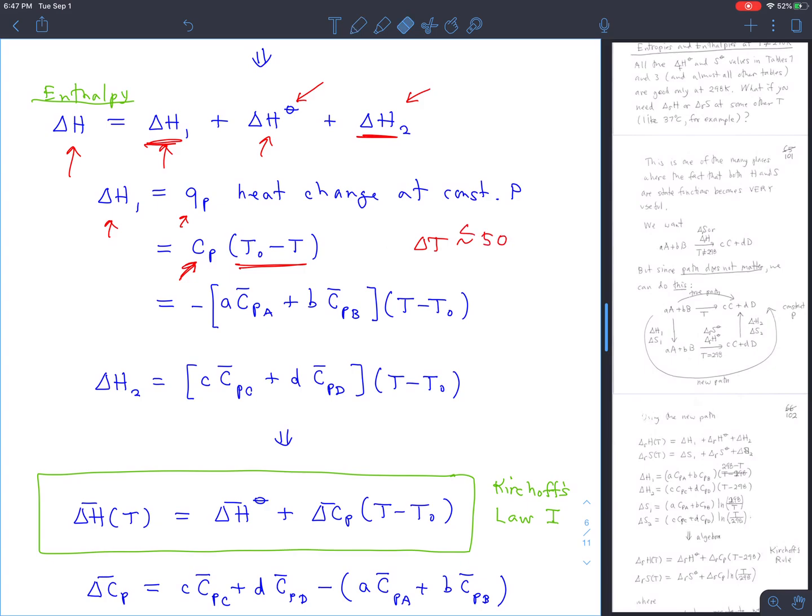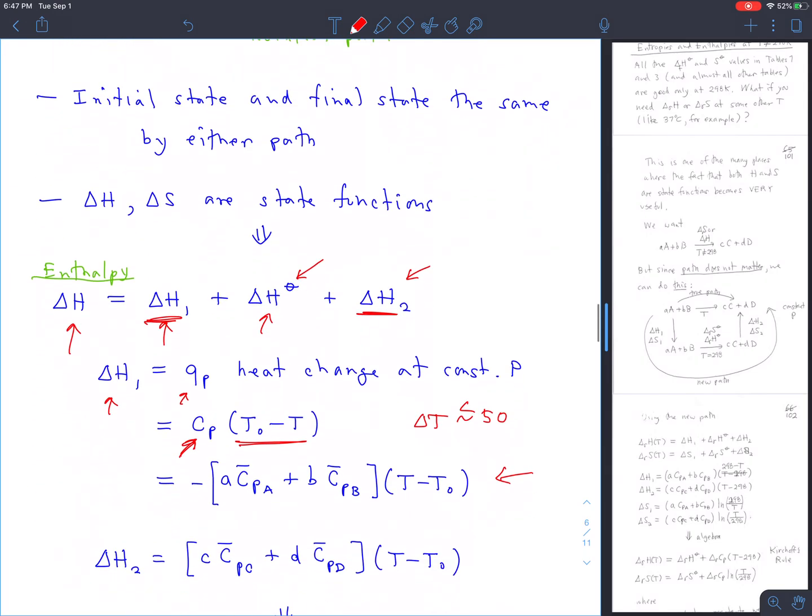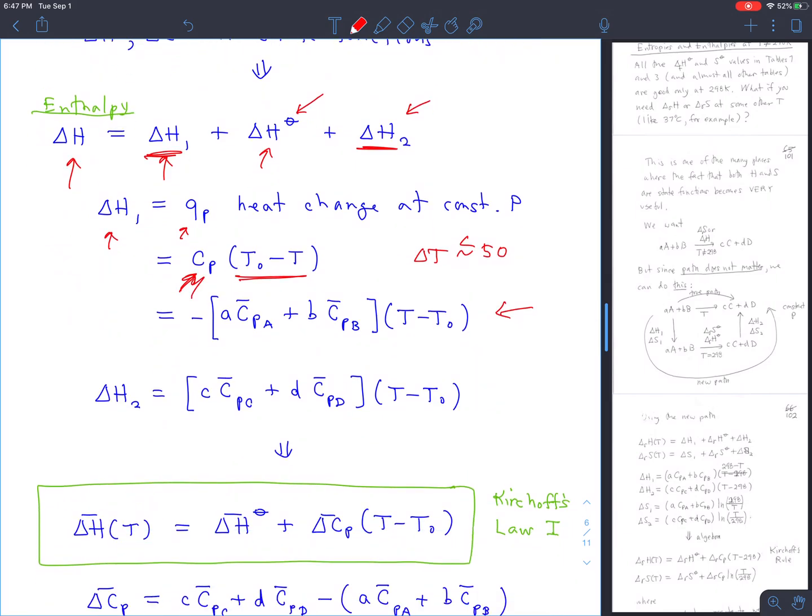If you're bigger than about 50 degrees, then the idea will be the same. This path will still work. But this formula here, which assumes a constant heat capacity, starts to break down because the heat capacity starts to vary with temperature, and you have to do something more elaborate. You've got to use the integrals that we talked about earlier.